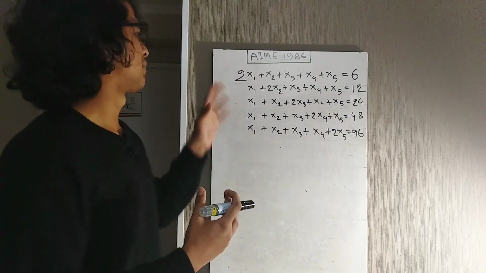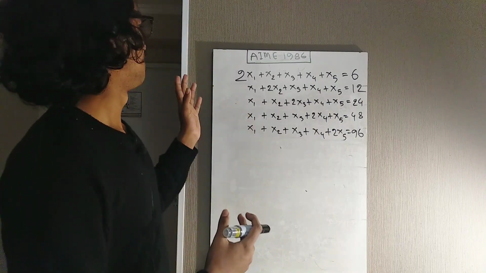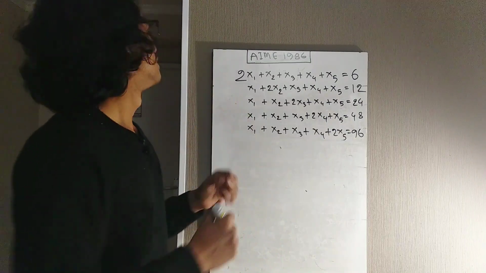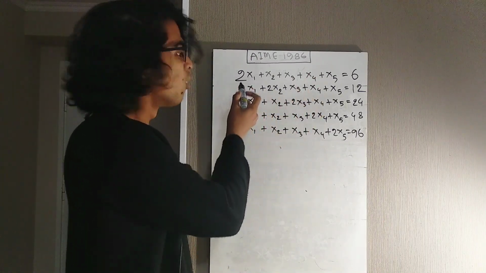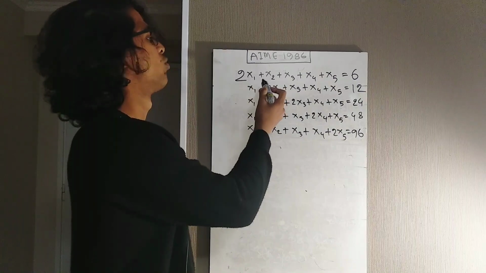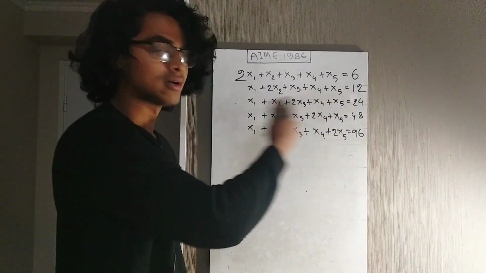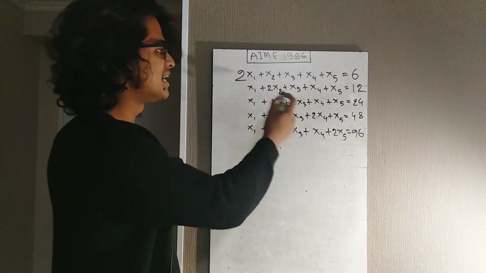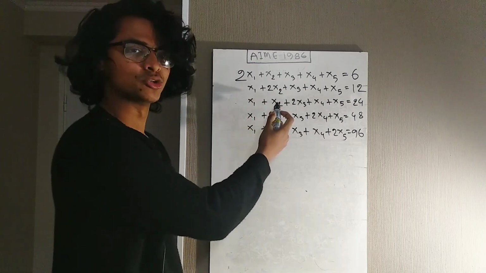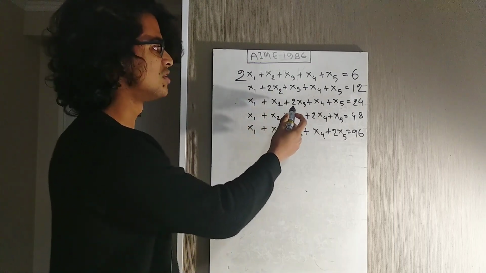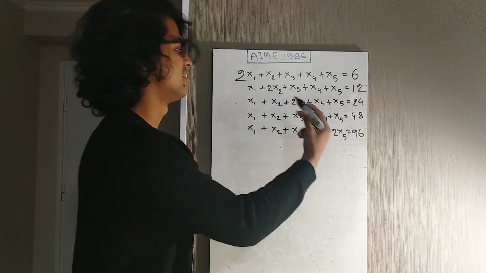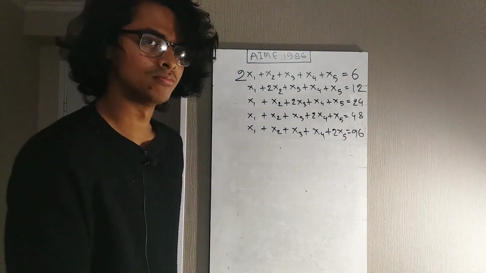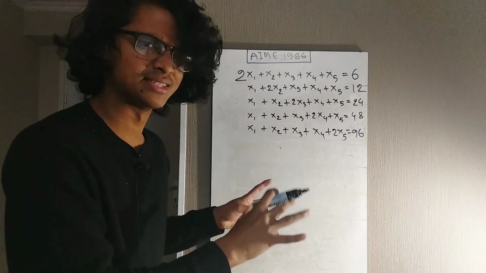Try to see some kind of pattern maybe. So I'll give you a hint. As you can see in the first equation, the coefficient of x1 is 2 and the coefficient of the other 4 variables is 1, right? In the second equation, the coefficient of x2 is 2. In the third equation, the coefficient of x3 is 2. In the fourth equation, the coefficient of x4 is 2. And in the last equation, the coefficient of x5 is 2. So there's some kind of symmetry, as you can see.